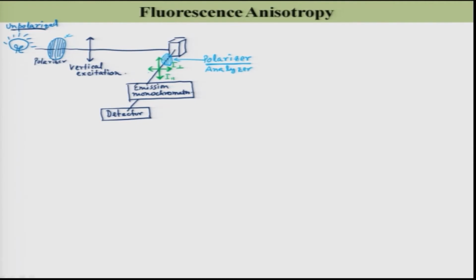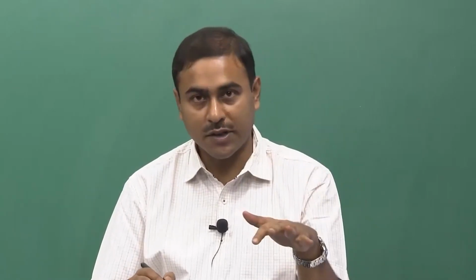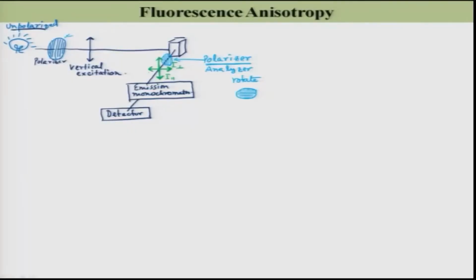Now, if you put this analyzer in this direction, you will get vertically polarized light coming out of it, and other light will be blocked. If you rotate it like this, then the horizontally polarized light will pass through, and other light will be blocked. So in that case you will be able to measure I parallel and I perpendicular independently by setting the orientation of this analyzer, which is nothing but a polarizer.